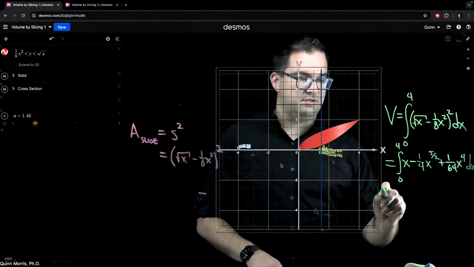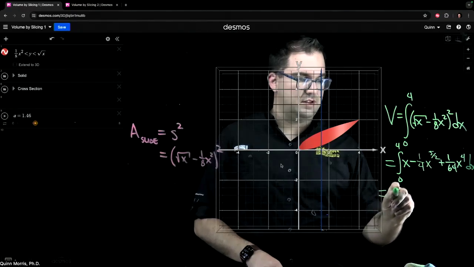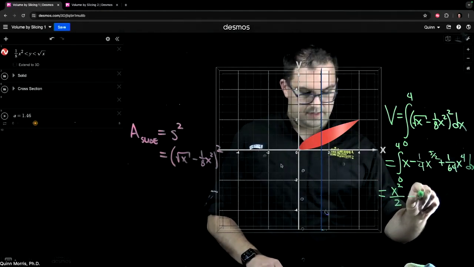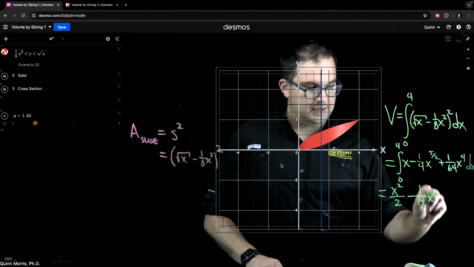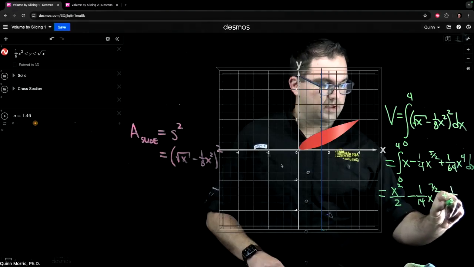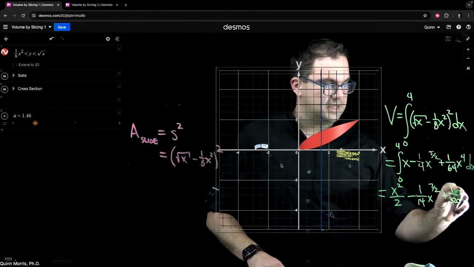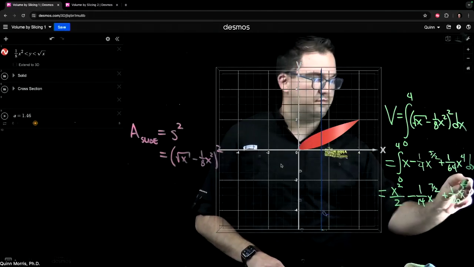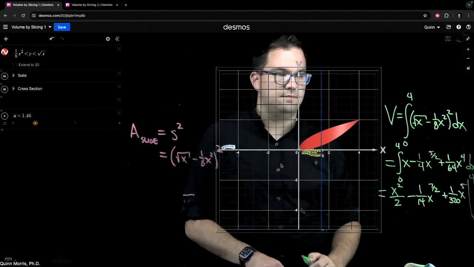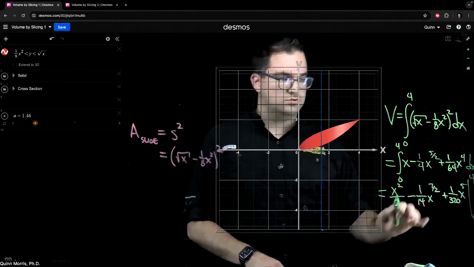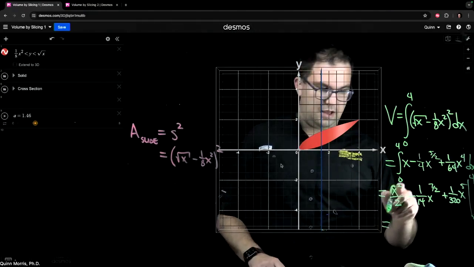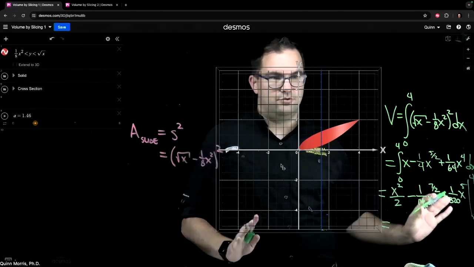But now I'll take an antiderivative and evaluate at the endpoints. So my antiderivative will be x squared over 2, I'll get a minus 1/14 x to the 7/2, and I'll get a plus 1 over 320 times x to the 5th. And that's my antiderivative. And then that'll be evaluated at 4 and 0 and take a difference. Now, if I plug in 0, all of these terms have an x, so that goes away. When I plug in 4 and do the subtraction, I'll let you work that out on your own if you want.